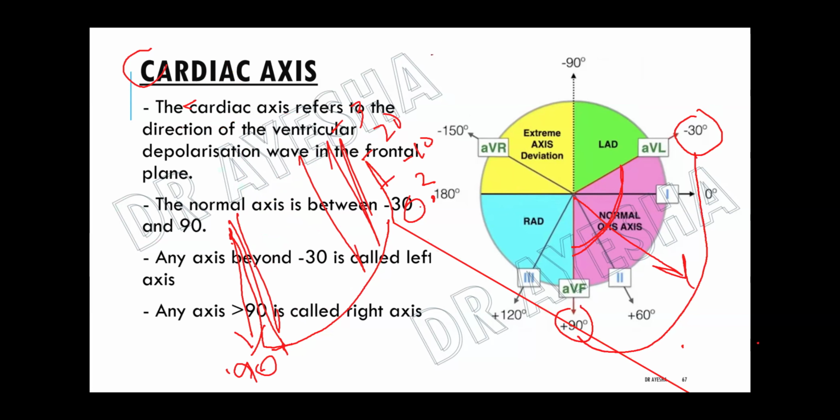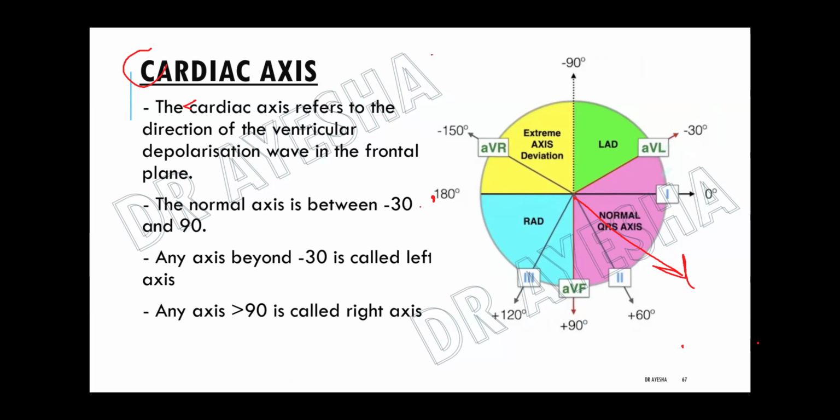Let me try to make it simple. Just a second. This is the picture in front of you. This is our 0 degree, this is our +90 degree, this is our -90, and this is our 180. We all know that this part comes under normal, the normal axis.